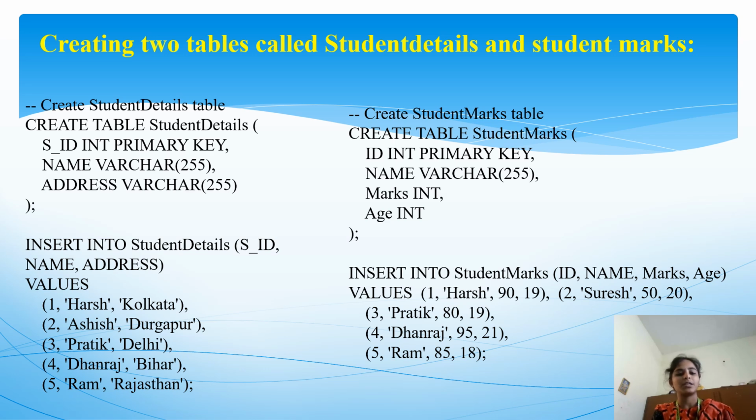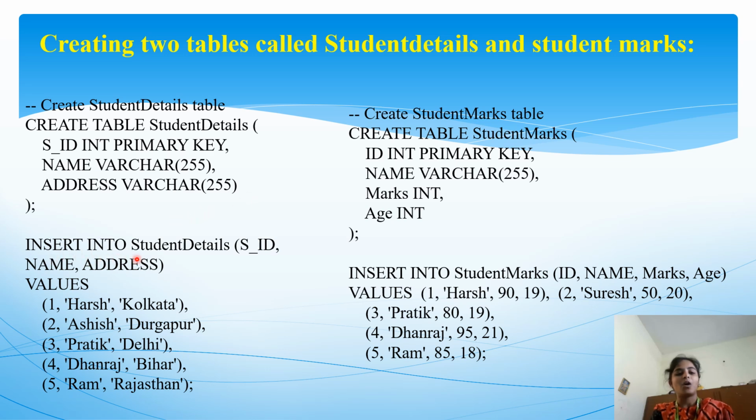And here we have to see one thing, that is primary key. Primary key is nothing but a unique ID. Through the primary key we can retrieve the rows from a table. And next, name varchar. Name means it is a character, so that's why we use varchar. And address is also nothing but a character.